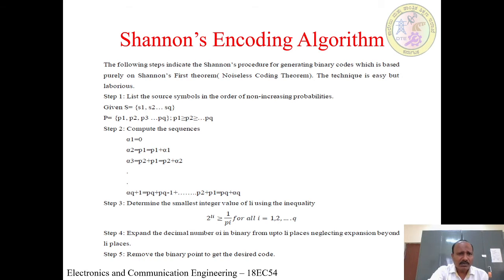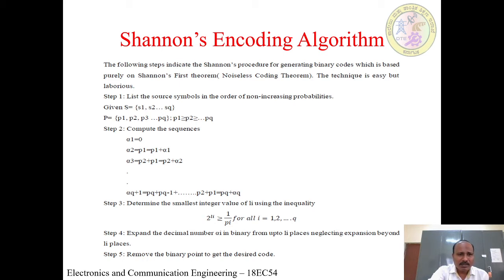So given S equal to s1 to sq, and P equal to p1 to pq, there must be p1 greater than or equal to p2 greater than or equal to p3, and so on, greater than or equal to pq. So in that way we have to arrange the given probabilities.